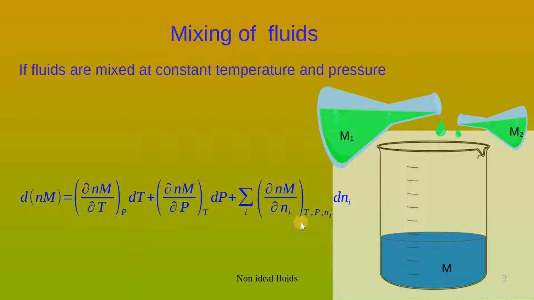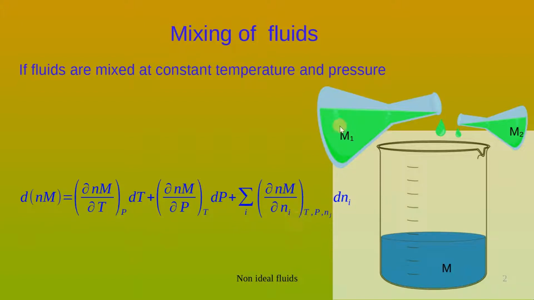Now, some clarification is required on this. This is change in property of the mixture for addition of a particular species holding the other species constant at constant pressure and constant temperature. Now let's understand it with respect to a binary mixture.